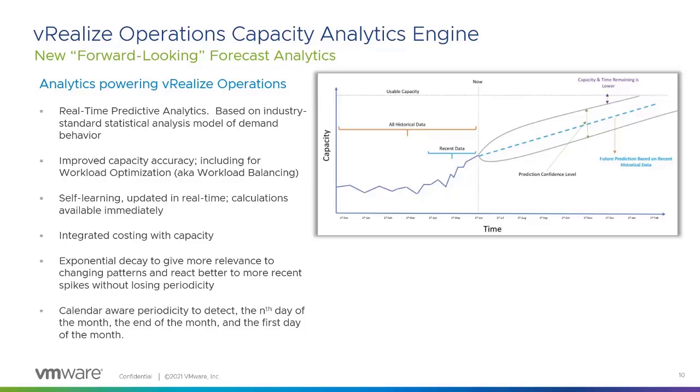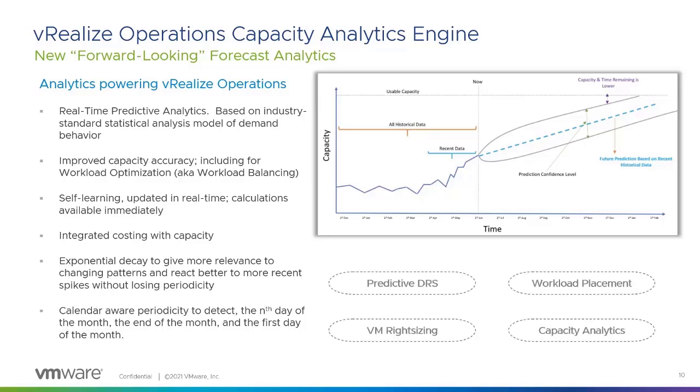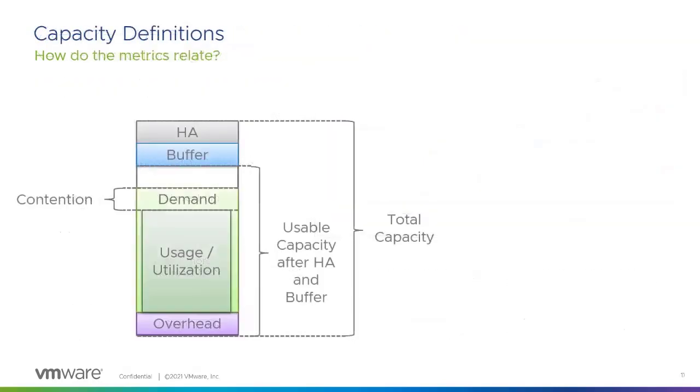There are some other capabilities in here which I'll talk a little more about later, but there's exponential decay, which gives more weight to more recent changes in utilization. And then calendar awareness, so looking for periodicity, things that happen on certain intervals. These can be certain days of the month or certain times of day, things like that.